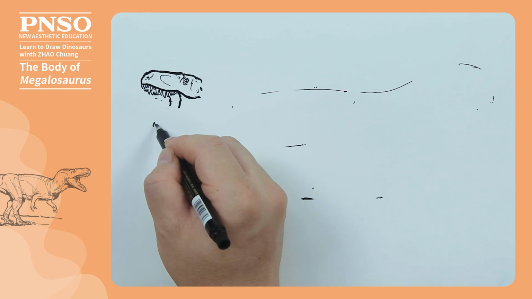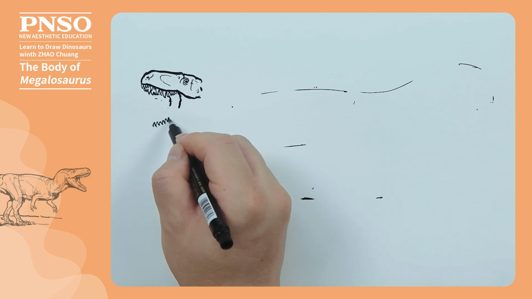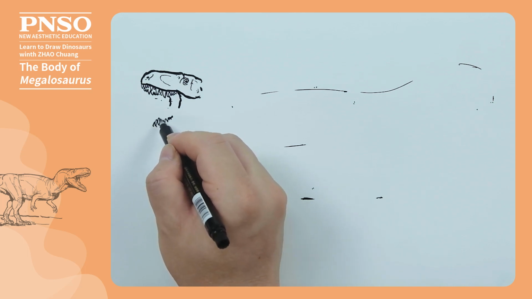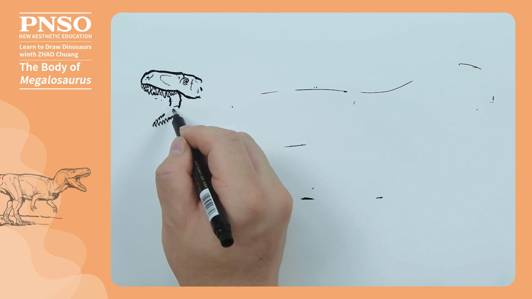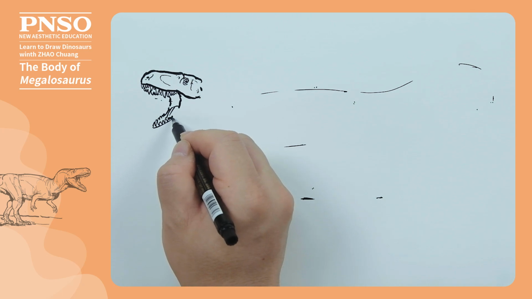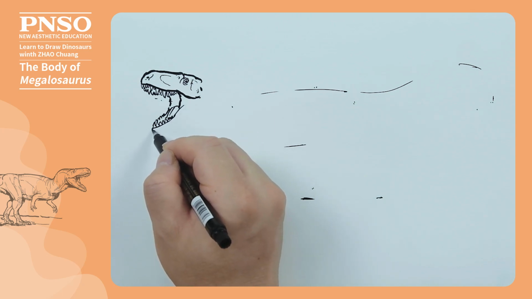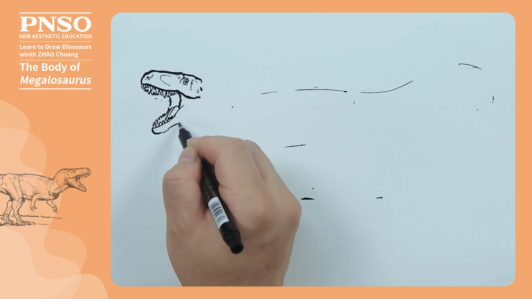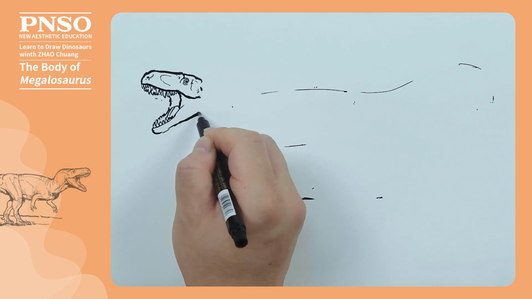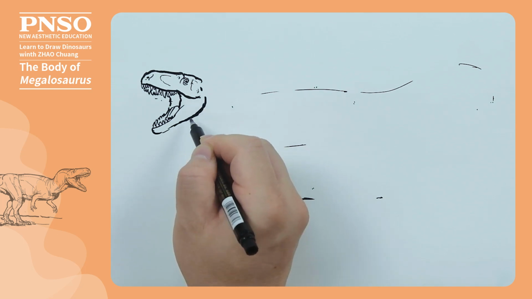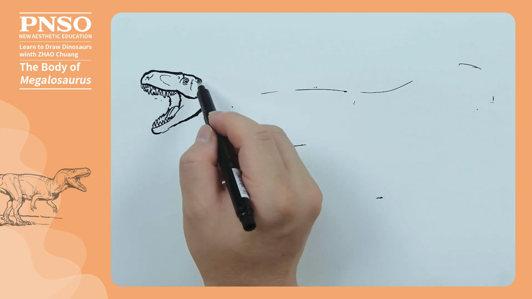Now, we come to its lower jaw, starting with the teeth, then the tongue, and the entire outline of the lower jaw. When drawing the lower jaw of carnivorous dinosaurs, make sure the posterior part is as thick as possible.